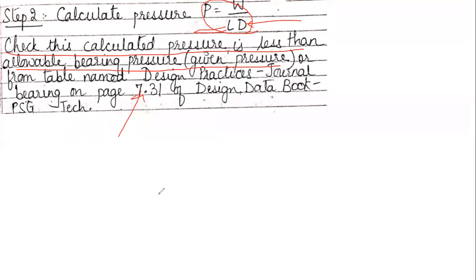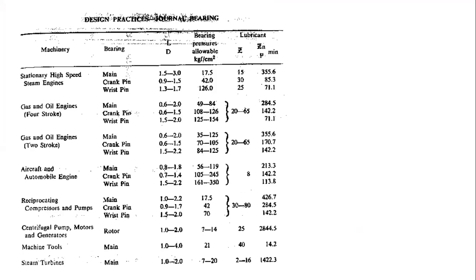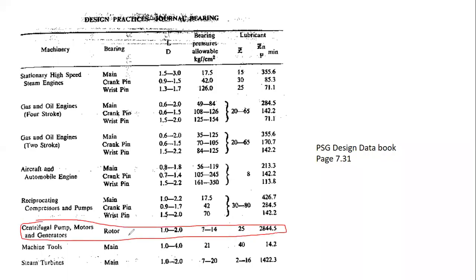So let me take you to that table. Yeah, this is the table on page 7.31. If we are talking about centrifugal pumps, where we had seen L by D ratio as 1 to 2.0, then see the allowable bearing pressure in kgf per centimeter square is 7 to 14. So whatever calculated pressure we have seen, that should be less than this allowable bearing pressure.